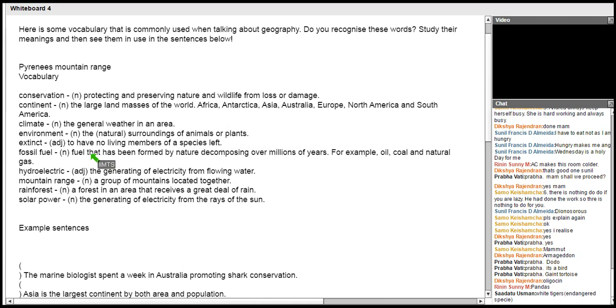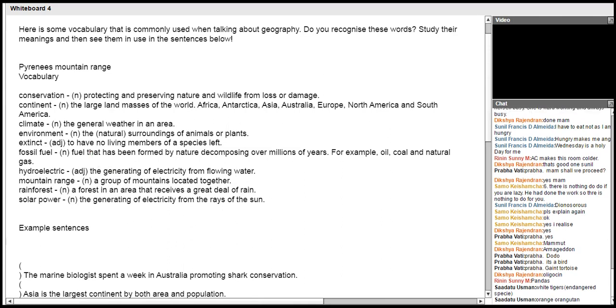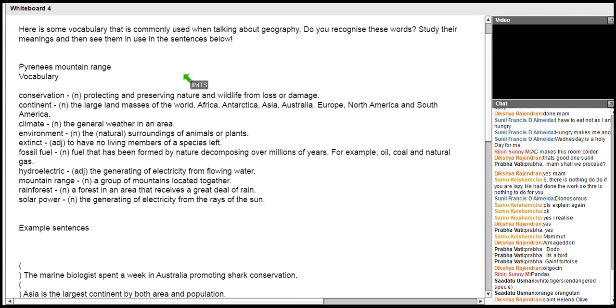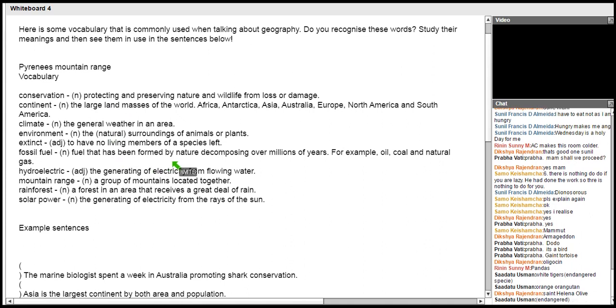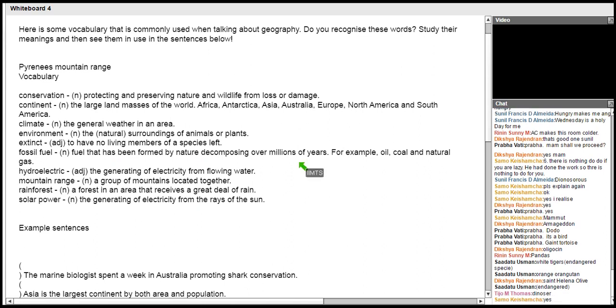Fossil fuel is fuel that has been formed by nature decomposing over millions of years. For example, oil, coal and natural gas are fossil fuels, right? That means they are formed when nature decomposes over millions of years. Please rectify the spelling of dinosaur.